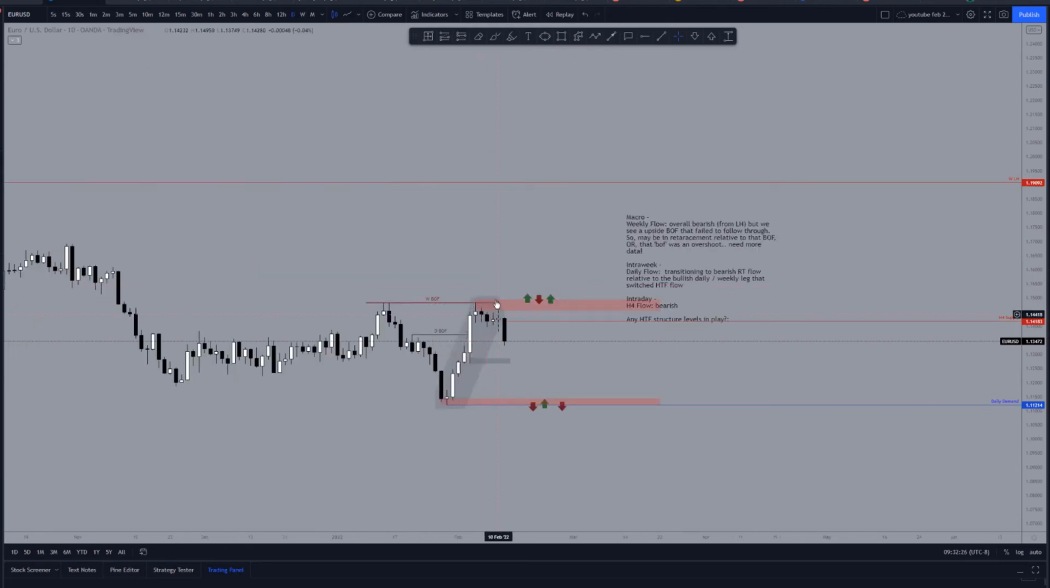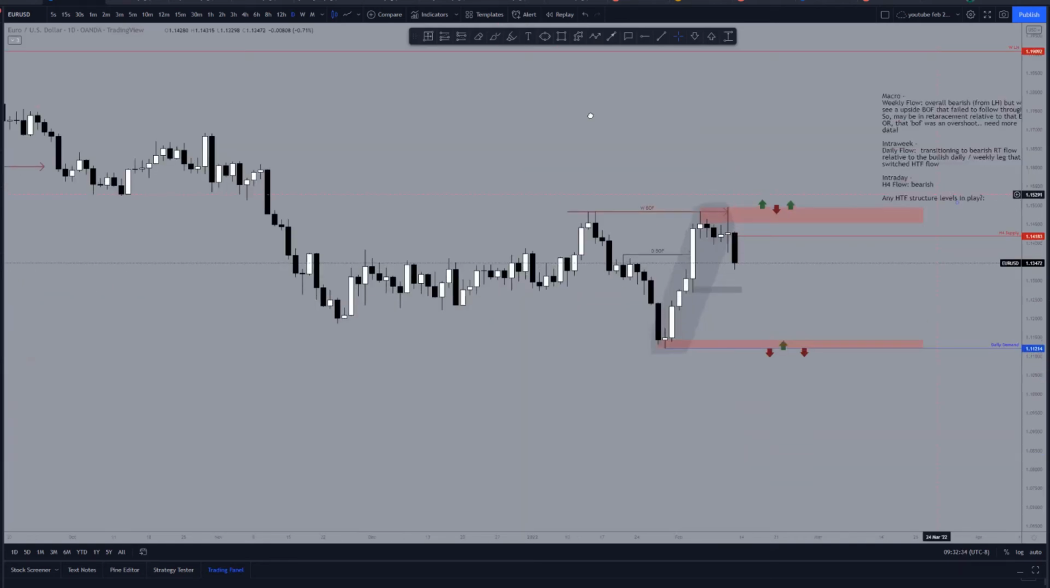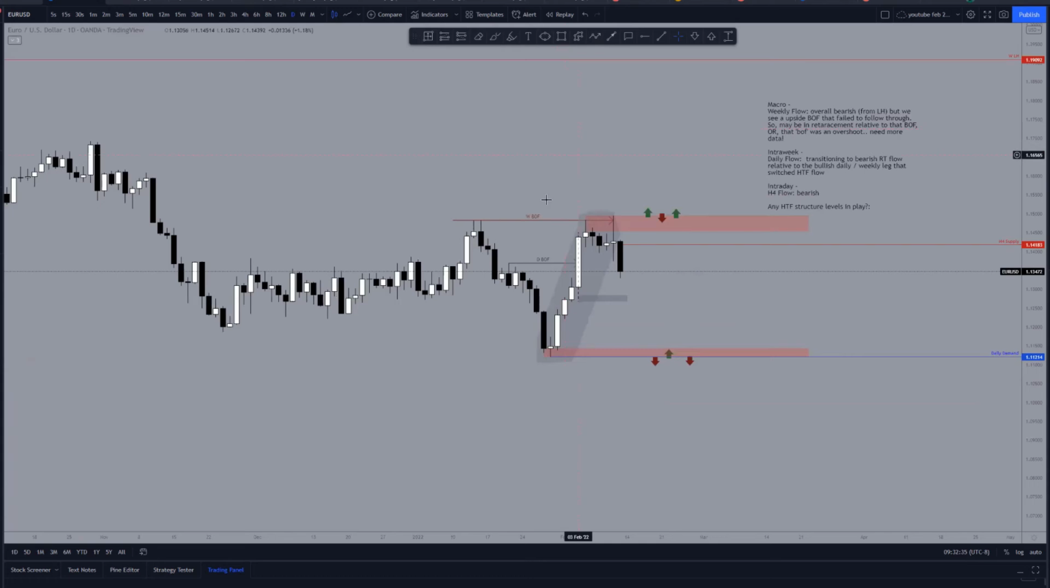Price tested slightly higher again. Sellers stepped in and sold real hard into Friday. So interesting, it's mixed as well, in my opinion. We have daily and weekly breaks of flow here from that bullish push. And I could see two things happening.